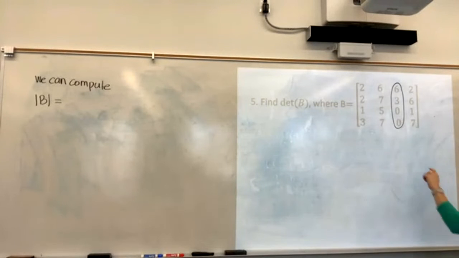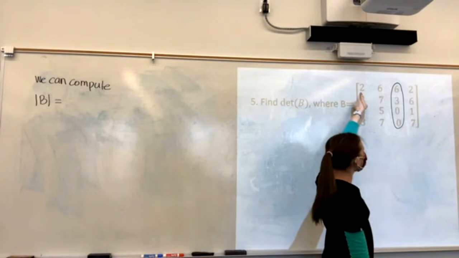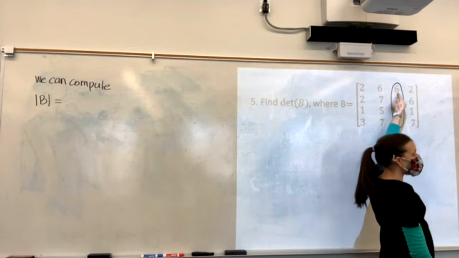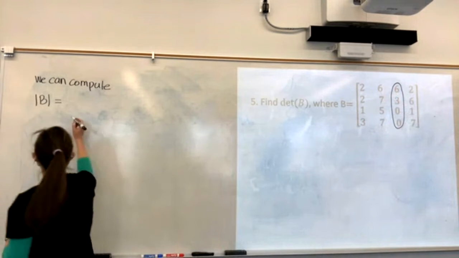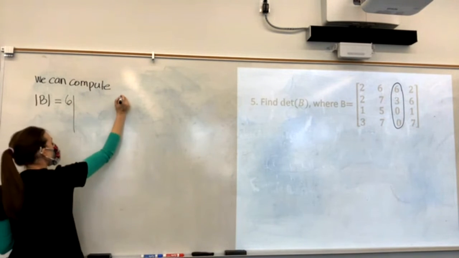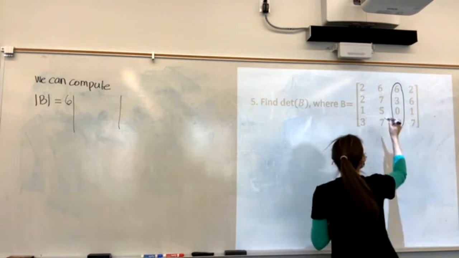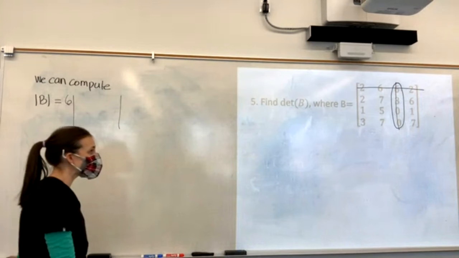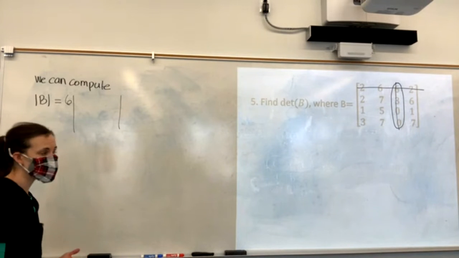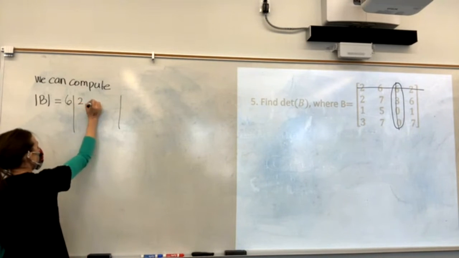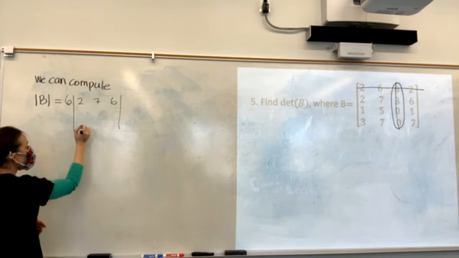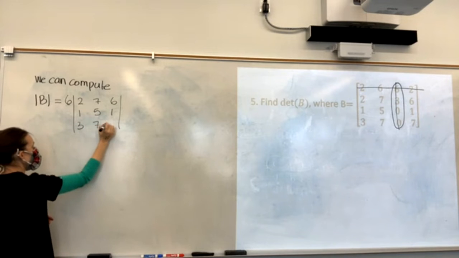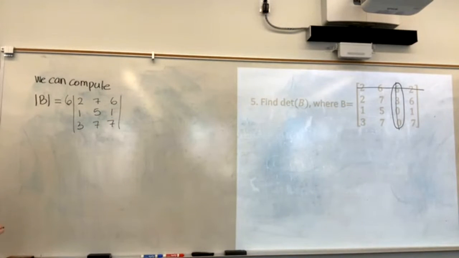Okay, so think about our checkerboard. I'll start with the positive, right? So positive, negative, positive. So I'll start with a positive 6. And then I need the determinant of what remains when I delete the row and column containing that entry. And in this case, I get a 3 by 3, right? Not my little 2 by 2s, unfortunately. So I'm going to need the determinant of 2, 7, 6, 1, 5, 1, 3, 7, 7. We'll come back to that.